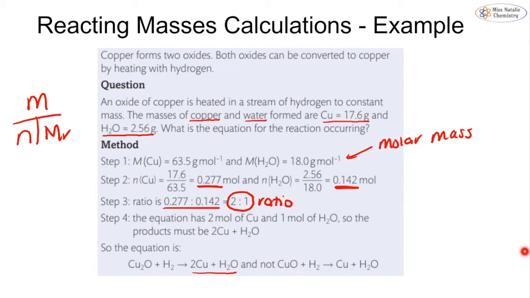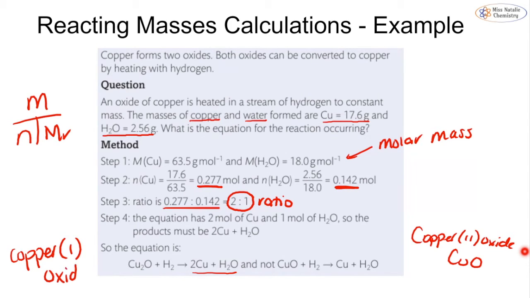If it was CuO, so if it was copper 2 oxide, that would give me a formula of CuO, and that would give me a 1-to-1 ratio of copper and water. So because I have a 2-to-1 ratio, my answer is copper 1 oxide.